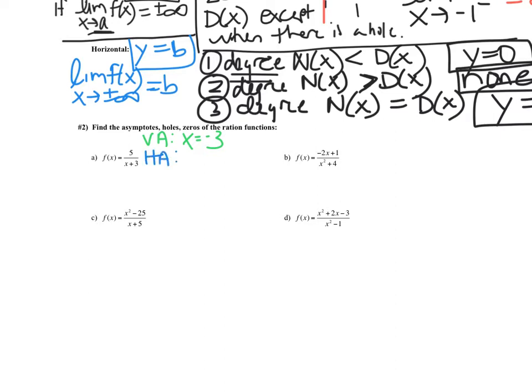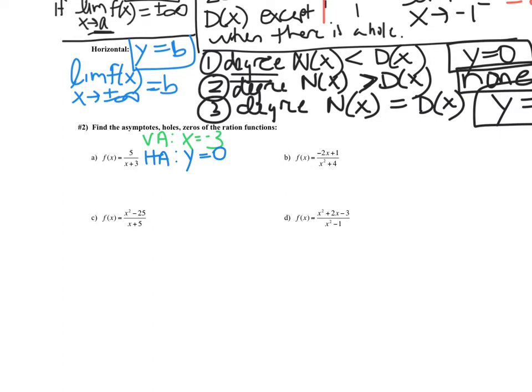The horizontal asymptote follows those 3 cases. So in this case, we have 5 over x plus 3. So the degree of the numerator is 0. The degree of the denominator is bigger. It's 1. And so we would get y equals 0 as our horizontal asymptote.